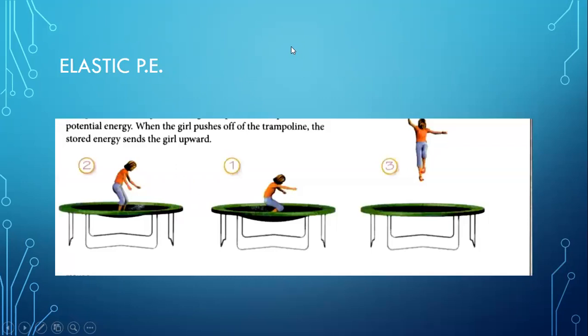And last but not least, the elastic potential energy depends on the stretch of the object. For example, here we have a trampoline with three positions. Which one is more stretched? Number one gets the most stretch, and number two gets the least, but in 3 the stretching will be 0. So the elastic potential energy in 3 will be 0. In 1 it will be the maximum, and in 2 it will be the least.